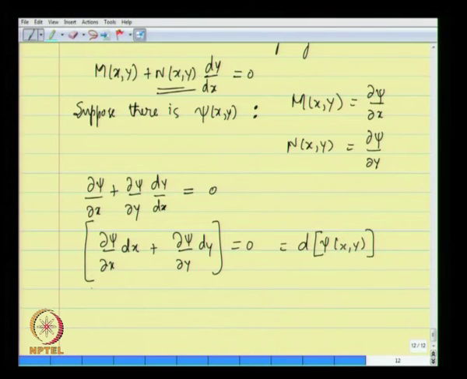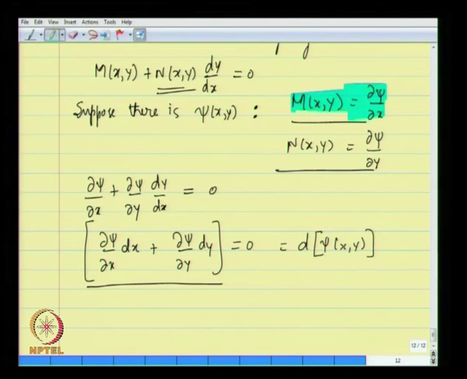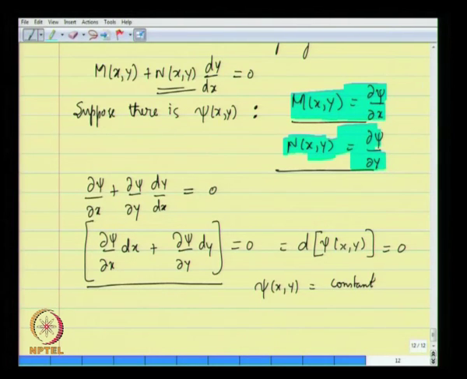Therefore, the fact that a psi exists such that it satisfies these two relations, m is this and n is the derivative with respect to y, means you can write this as a perfect differential. And so, if this is 0, then you have the solution psi of x y is a constant. Okay. Is the solution.